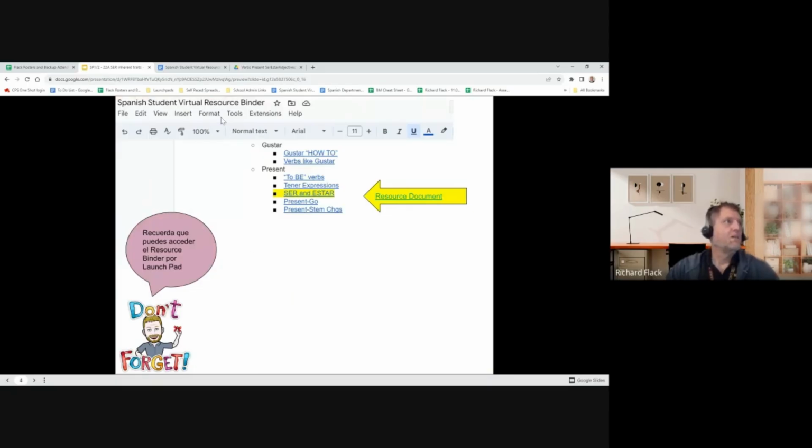All right, a reminder, all resources that you're using today can be found in the Spanish Student Virtual Resource Binder if you are at home and don't have your packet. Today we will be working on the verb ser and some worksheets that are in this packet linked here. So you'll go down to the verbs and find ser in a star, and that is the handout that you would need.